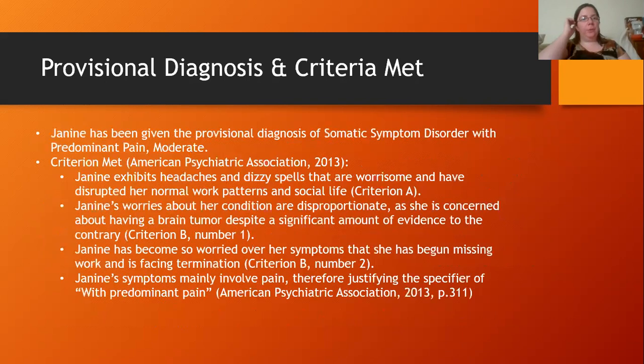The provisional diagnosis and criteria met for Janine. Janine has been given the provisional diagnosis of somatic symptom disorder with predominant pain, moderate. And the criterion that she meets is that she exhibits the headaches and dizzy spells that are worrisome and have disrupted her normal work patterns and social life. She's been skipping work and she hasn't been exercising as much.